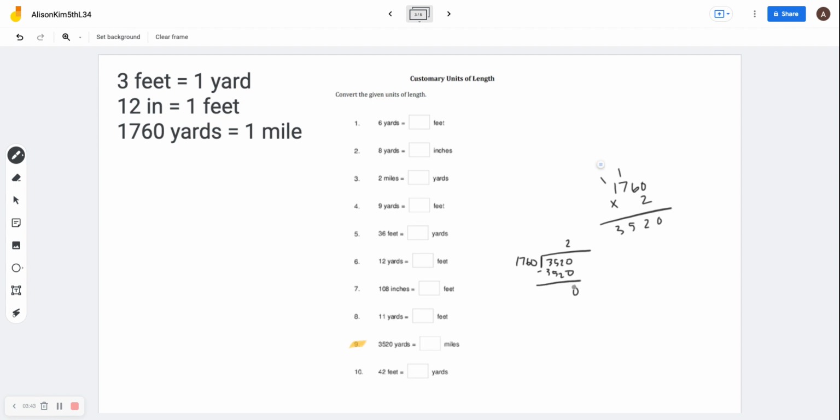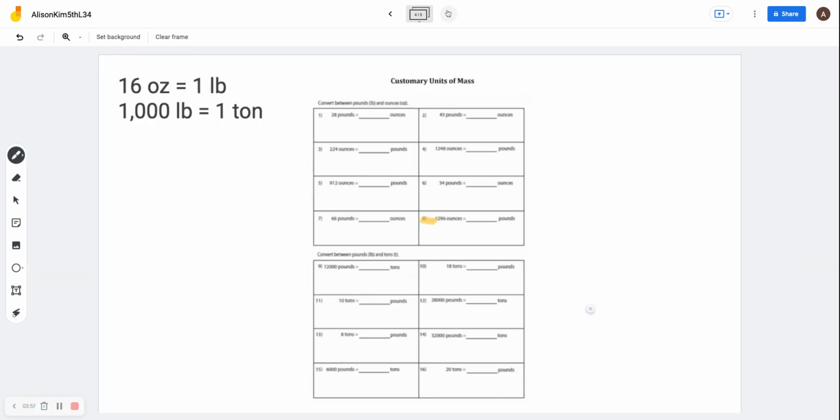So now we know that 3,520 yards equals 2 miles. So once again, keep these conversions in mind when answering this worksheet. We're going to be moving on to customary units of mass. For this one, it deals with basically pounds, ounces, and tons. So I put up the conversions right here. We know that 16 ounces equals 1 pound, and that 1,000 pounds equals 1 ton.